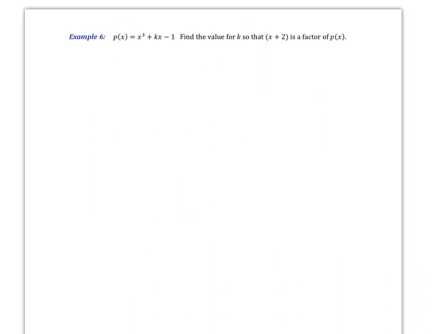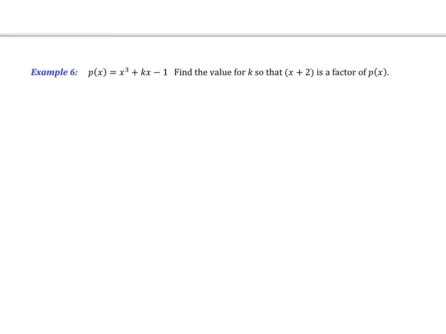All right, in this last example here, it says for us to find the value of k so that x plus 2 is a factor. Now, I said this at the beginning of the video, that if it is a factor, the big idea that you need to understand is factor means that you have a remainder of 0. Okay, that's important. You need to understand that idea in order to solve this.